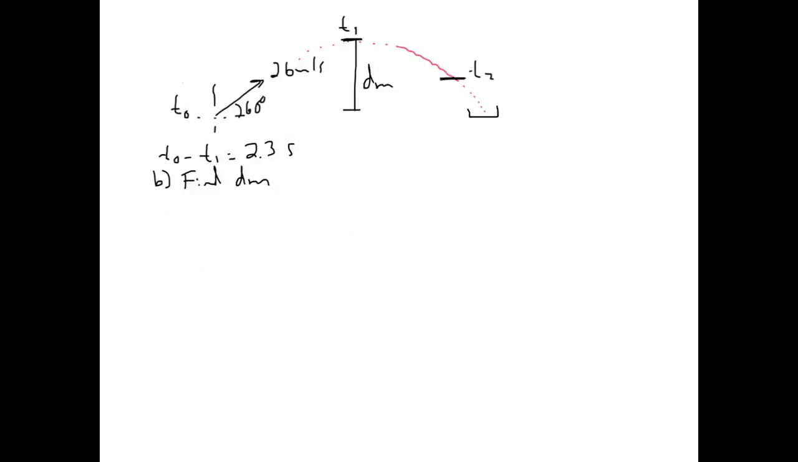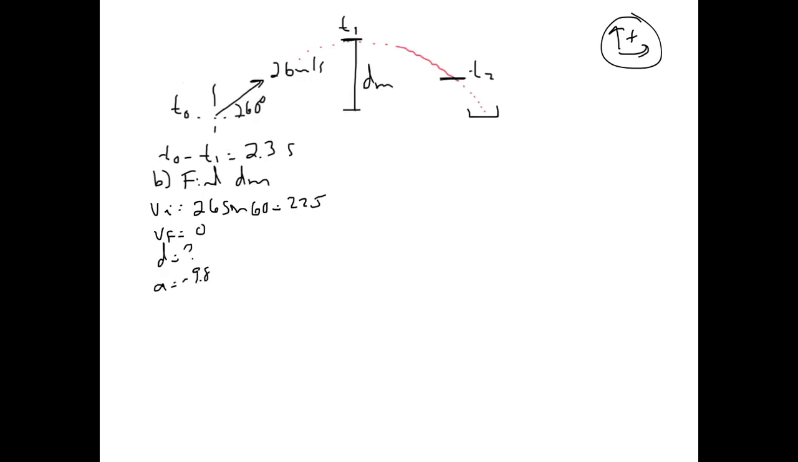B says find dm, find the maximum height. Well, in this case, again, let's list our variables, and we're going to assign both those to be positive. Okay, so we're going to say VI equals, again, 26 sine 60, which is 22.5. VF is equal to 0. Distance is the question, and acceleration is negative 9.8. We use our equation, VF squared equals VI squared plus 2AD. That's 0 equals 22.5 squared plus 2 times negative 9.8 times d. Once you do your rearranging, you get a dm equaling 26 meters.